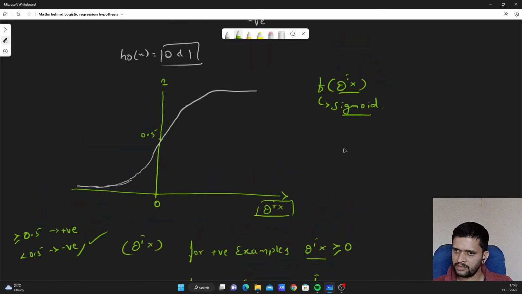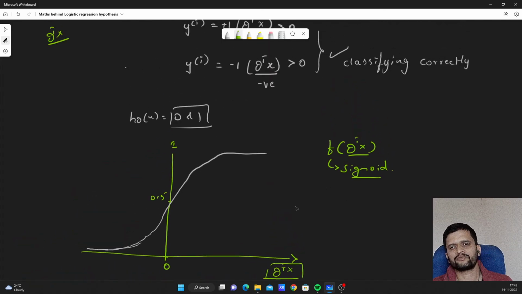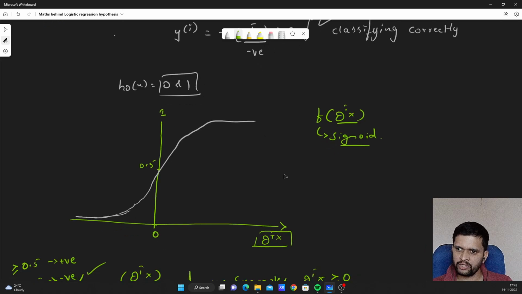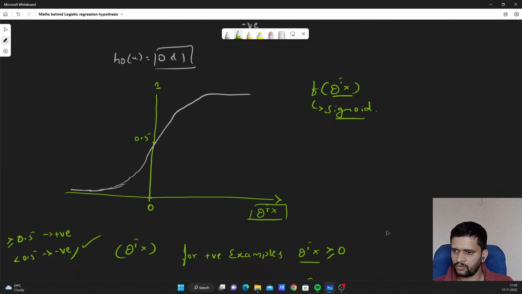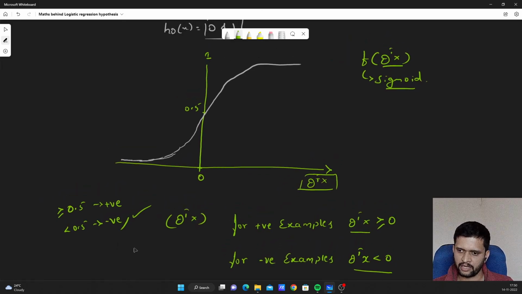So this is about logistic regression, why we cannot simply make use of the linear regression hypothesis as it is, and why we are shrinking the values between 0 and 1 so as to classify the data points correctly. So this is it about the mathematical intuition behind the logistic regression hypothesis.